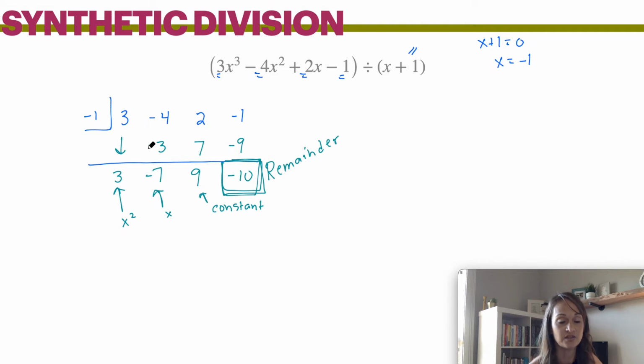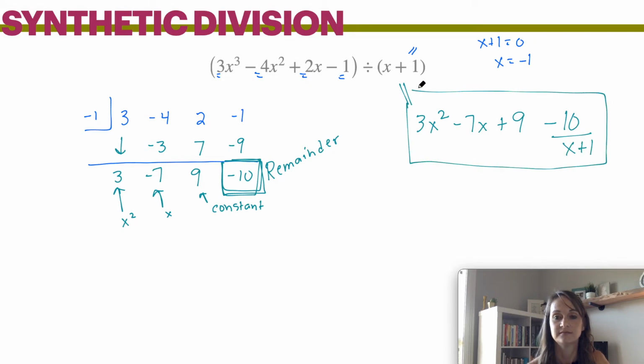So to find the answer to this, I would say that the answer to this function divided by x plus 1 is going to be 3x squared minus 7x plus 9. Remember, that's your constant. Then your remainder divided by your divisor, which is x plus 1. And that would be your answer.